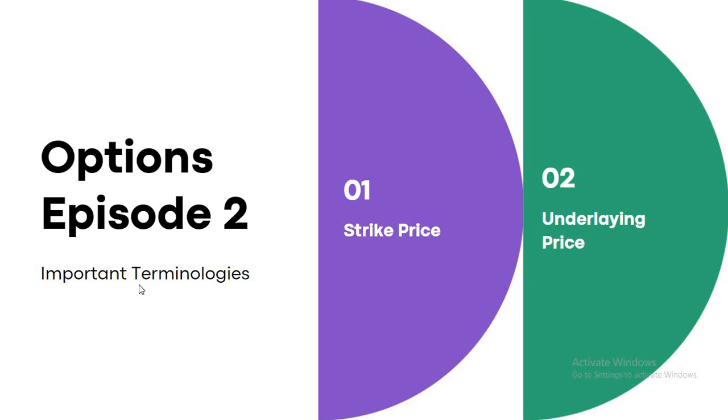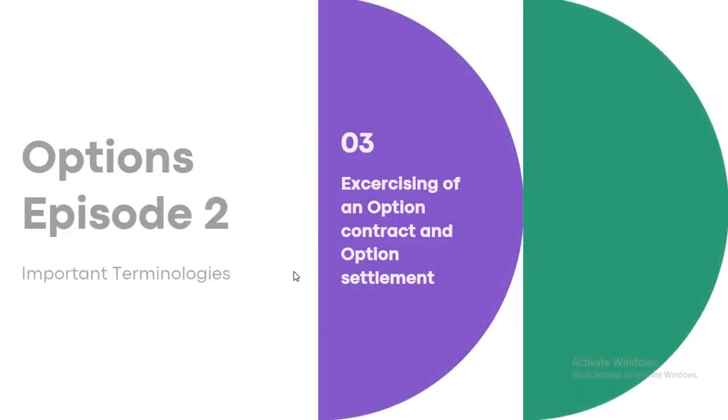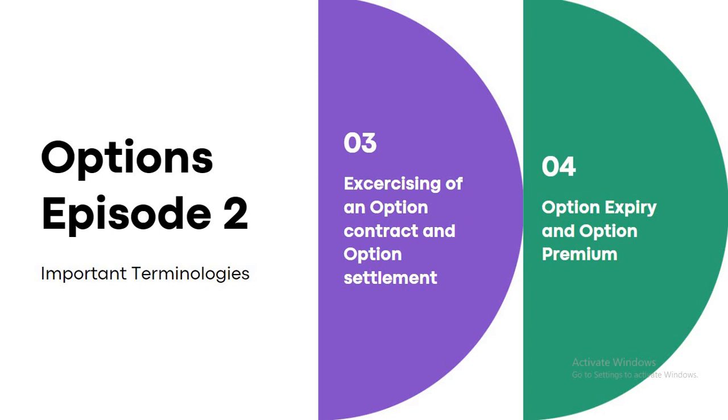And in this episode we're going to understand some terminologies, and this is very important for you guys because if you understand the terminologies properly, you will understand all the topics of options properly. Okay, in this episode we're going to see what is strike price and what is underlying price, and we're also going to discuss the option settlement process, and we're going to talk about option expiry and option premium.